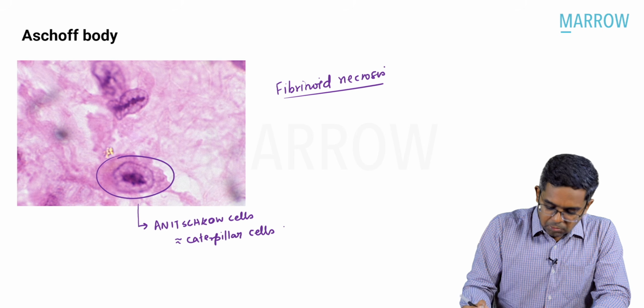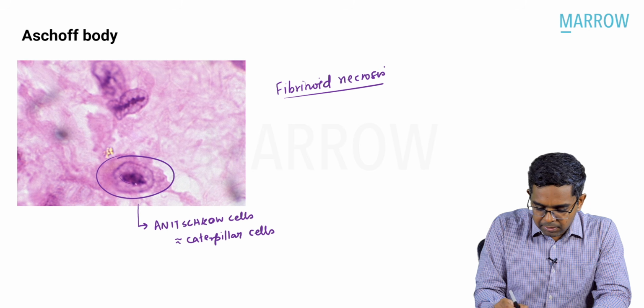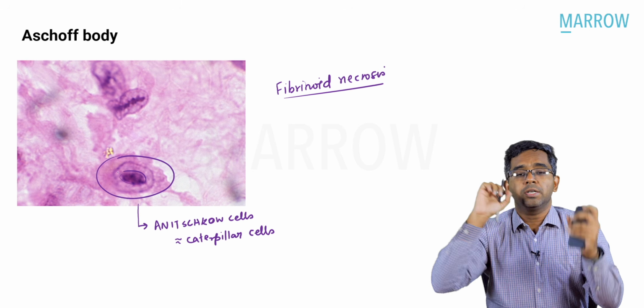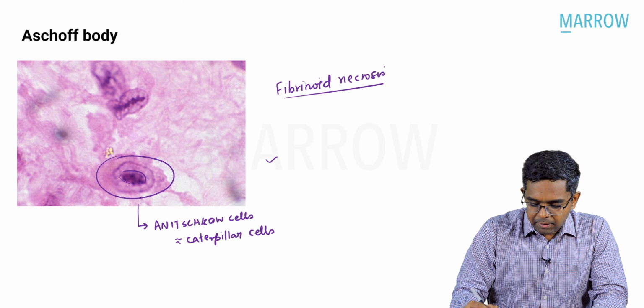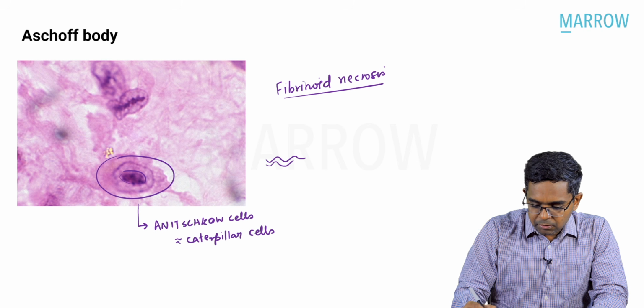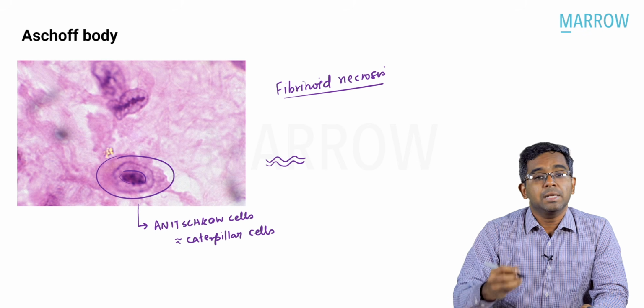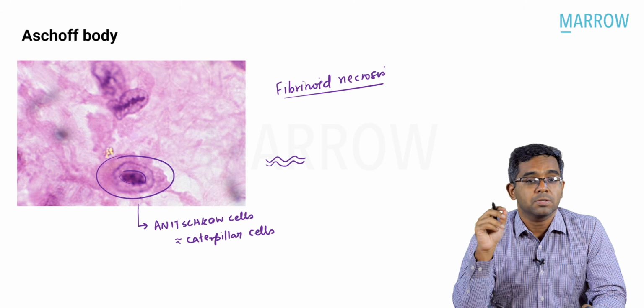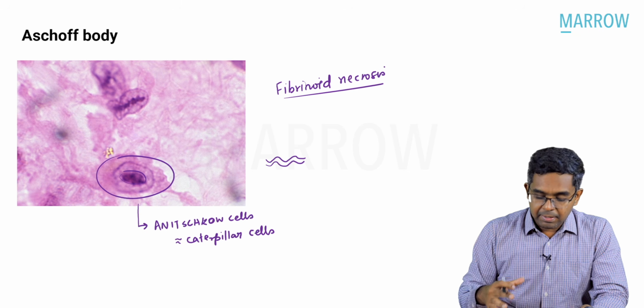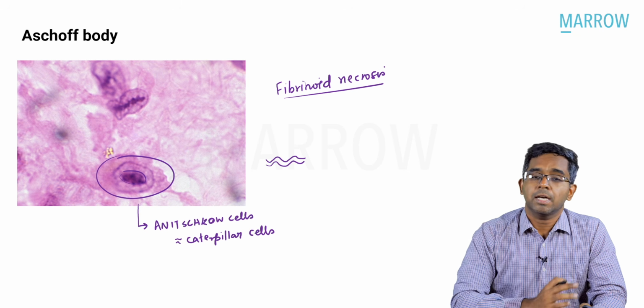Why? Because if you look at the nucleus, you can see this area, right? The nucleus is elongated with a wavy, ribbon-like chromatin pattern, resembling that of a caterpillar. So that is why it's also called caterpillar cells. And this is the complete description of the Aschoff body.